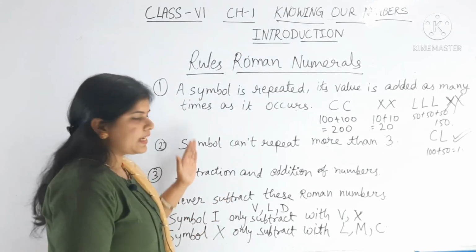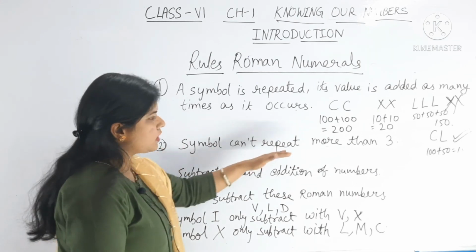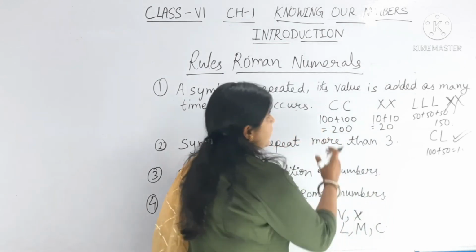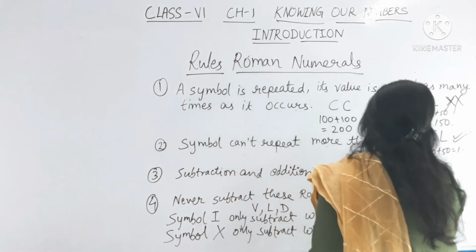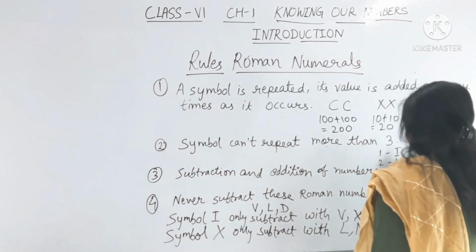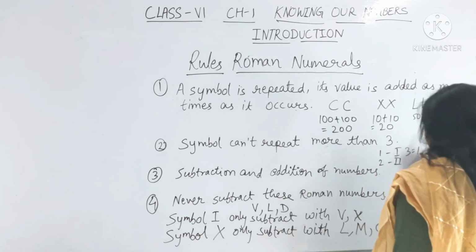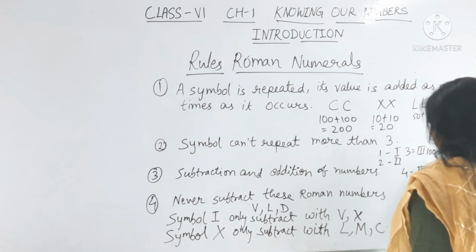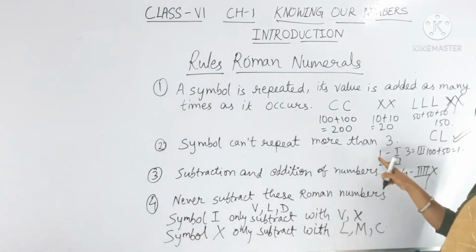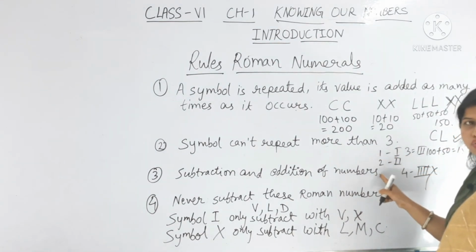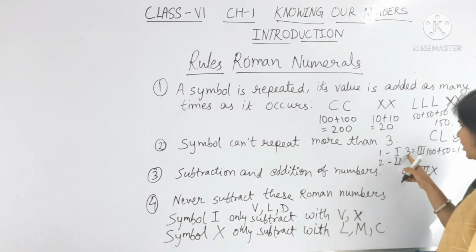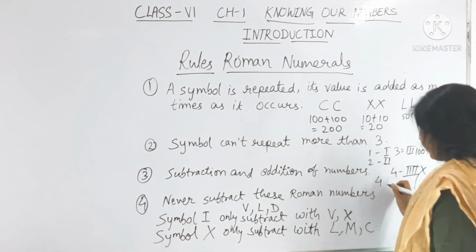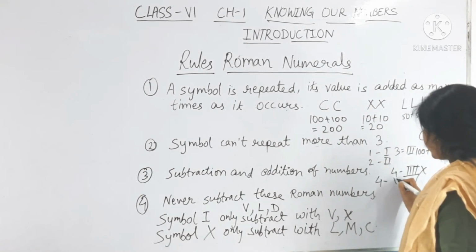Now the next one is rule number 2, that a symbol can't repeat more than 3 times. Firstly I had written that for 1 this is 1, for 2 it is 2 lines, for 3 it is 3 lines. But for 4 it can't be 4 lines. So it will be 1 line for 1, 2 lines for 2, and 3 lines for 3, but not for 4. For 4 we are writing like this, that is IV.